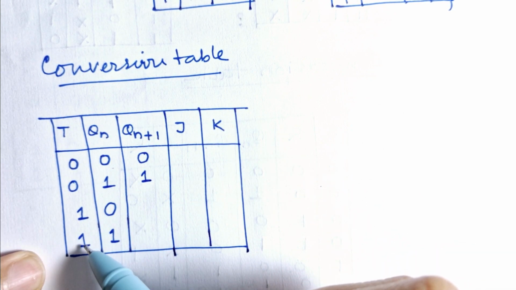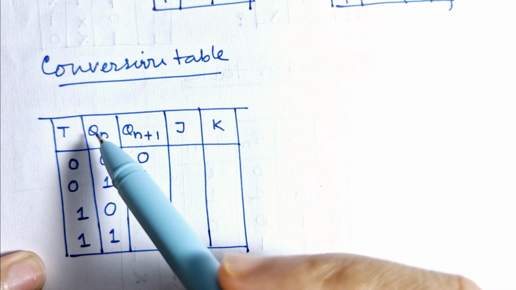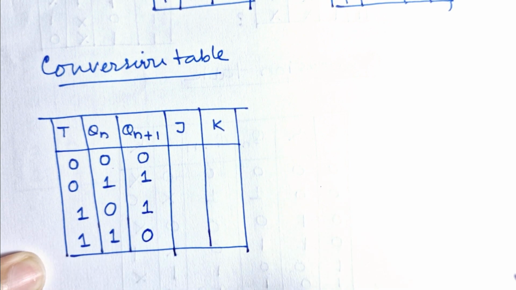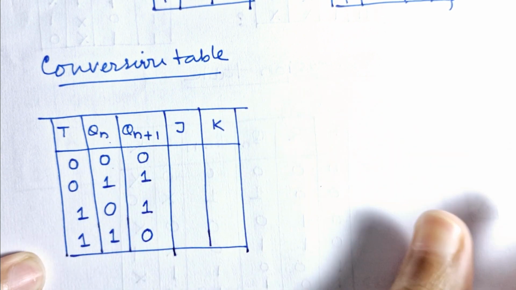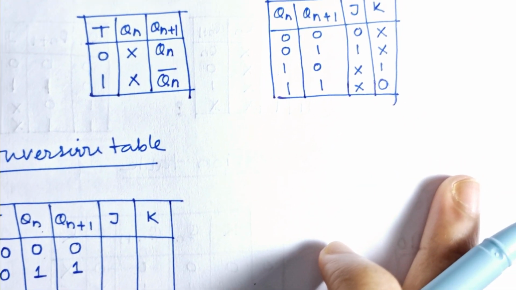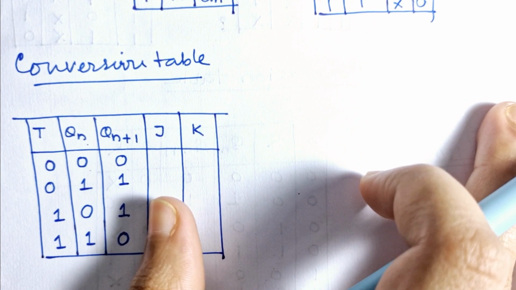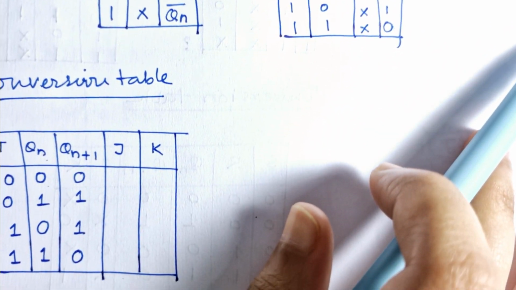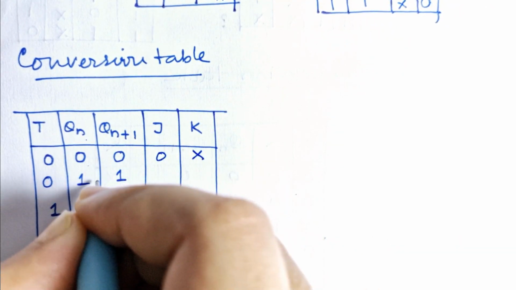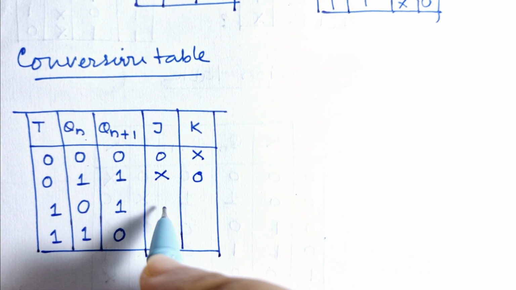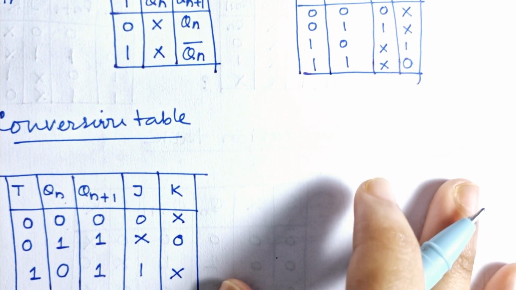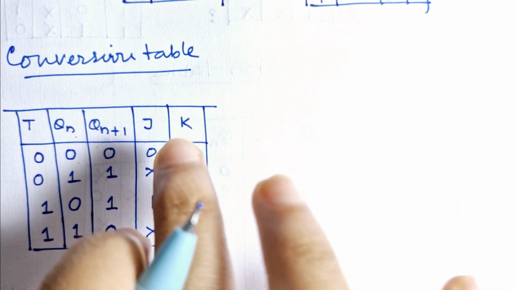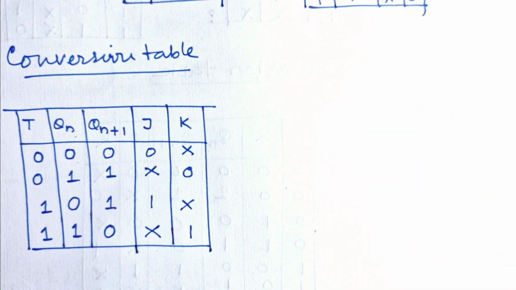But when T is 1, Qn plus 1 has the complement of Qn. That is, if it is 0, Qn plus 1 becomes 1. If it's 1, it is toggled, becomes 0. Now for Qn, Qn plus 1, J and K, using the excitation table of JK flip-flop, we will get the values of J and K. For 0 0, it's 0 and x. When it's 0 1, it's 1 x. When 1 1, it's x 0. And when 1 0, it's x 1. Now from this we have to derive the K-map of the last 2 columns, that is J and K.